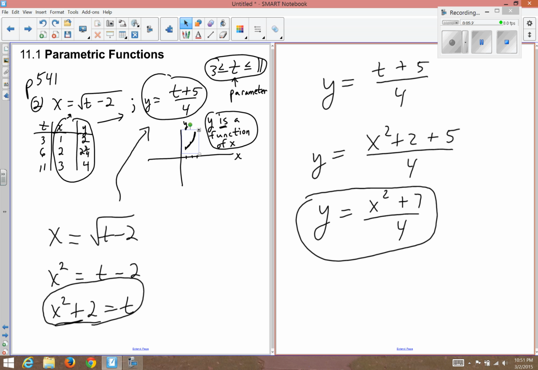Find an equation that relates x and y directly. So reread the directions. It says sketch the parametric curve. There's our sketch. Identify those which define y as a function of x. So y is a function of x according to the vertical line test. And the last thing, eliminate the parameter. We find an equation that relates x and y directly. And do all of those things with exercise 4.